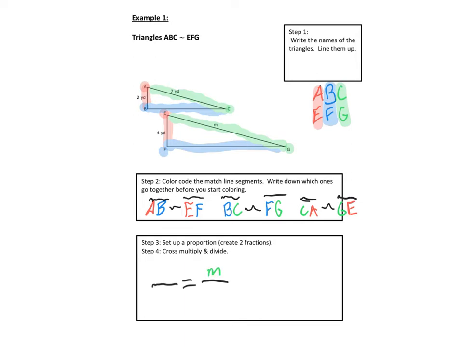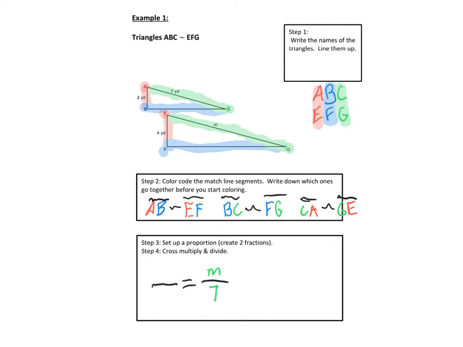Now I need to match up the corresponding side. So we know that M is on the green line segment. So that means we need the other green line segment, which is 7. This is why color coding is so very important, so we can match up the correct sides. So since we have green as 7, we're going to put that one directly under the M.